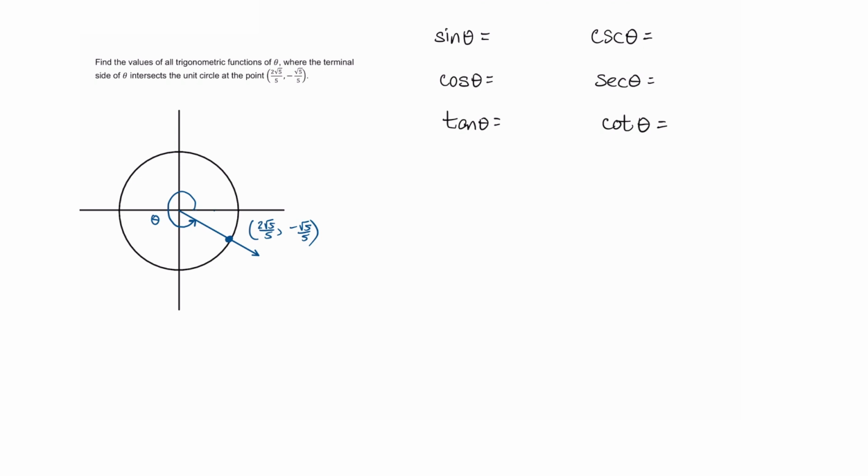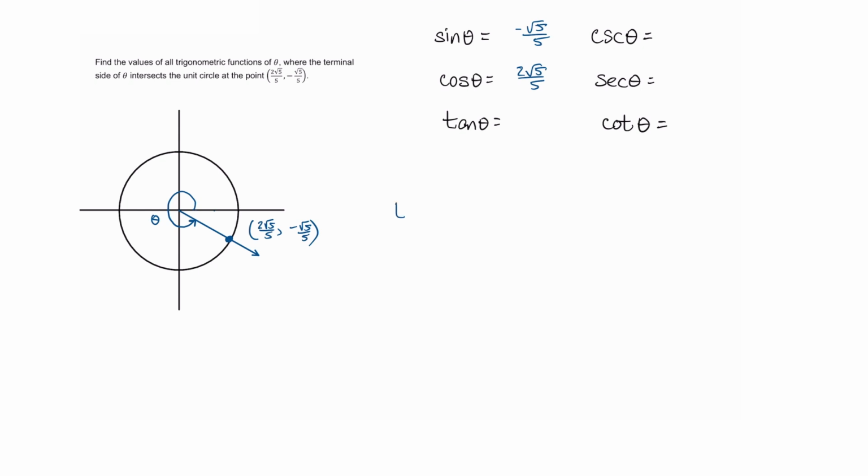I'm sorry, that is not correct. The cosine of theta is 2 square root 5 over 5, and the sine of theta is negative root 5 over 5. Okay, so those two are done. Now remember that the other four are based on sine and cosine pretty much here.